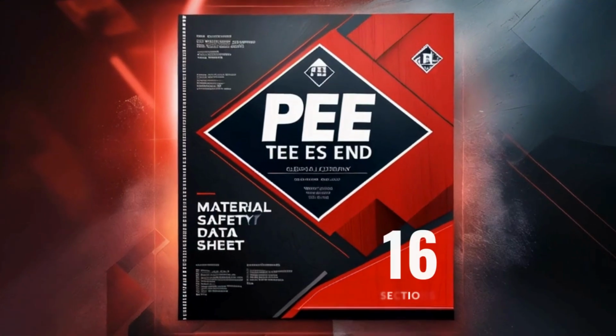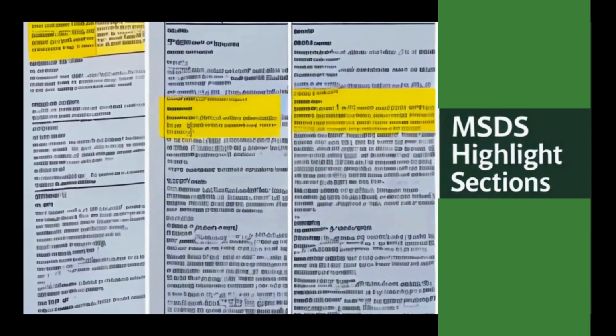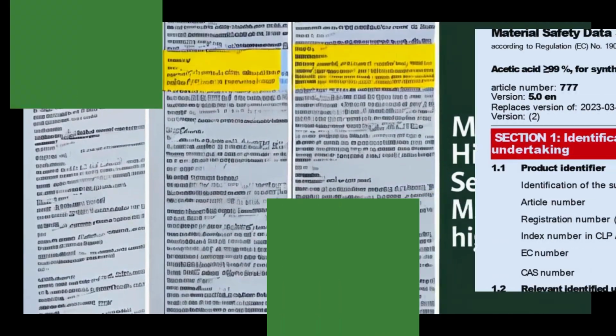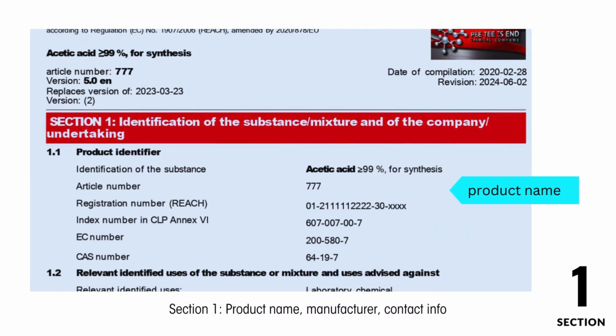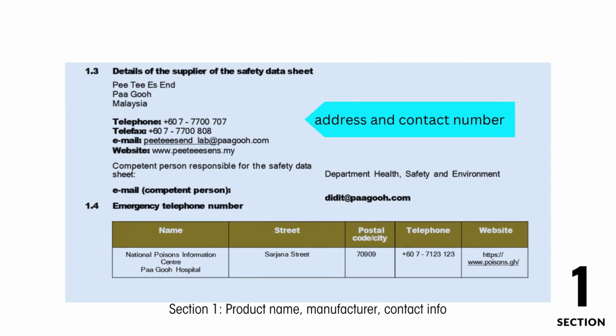Welcome to our quick guide on understanding the 16 sections of an MSDS. This is essential for safety in any chemical environment. Section 1 contains information about the product name, company name, address, and contact phone number.